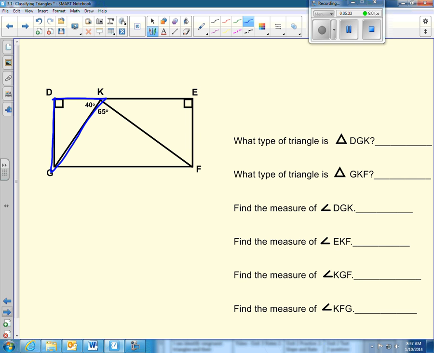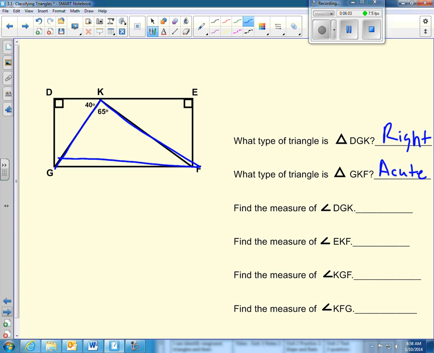DGK. Well, we can classify this one without even knowing what that third angle is because it has a right angle in the corner, so that makes this one a right triangle. Okay, the next one asks us for triangle GKF. GKF. Okay, well, we see we have an acute angle there, and so this one is going to be acute.